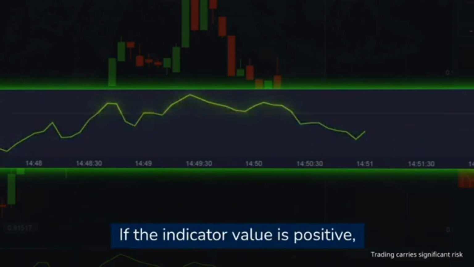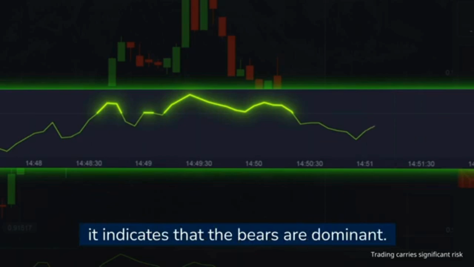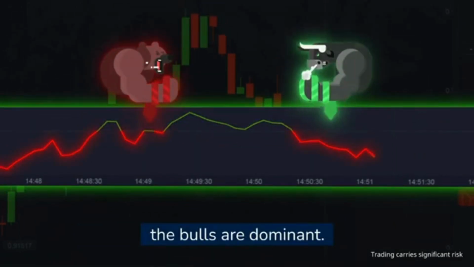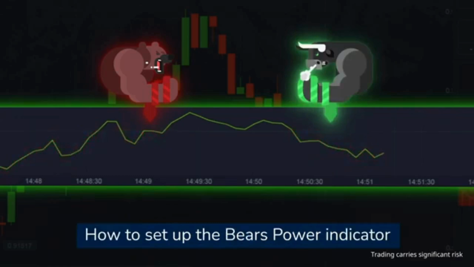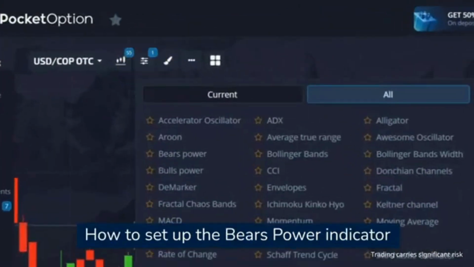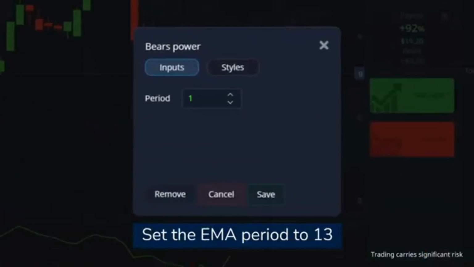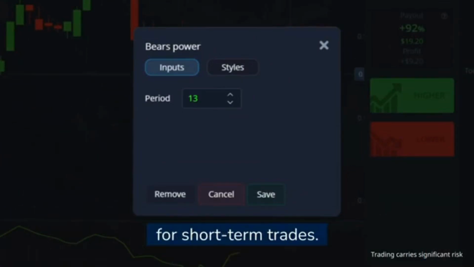If the indicator value is positive, it indicates that the bears are dominant. If it's negative, the bulls are dominant. How to set up the bear's power indicator for quick trades. Set the EMA period to 13. This is the optimal setting for short-term trades.